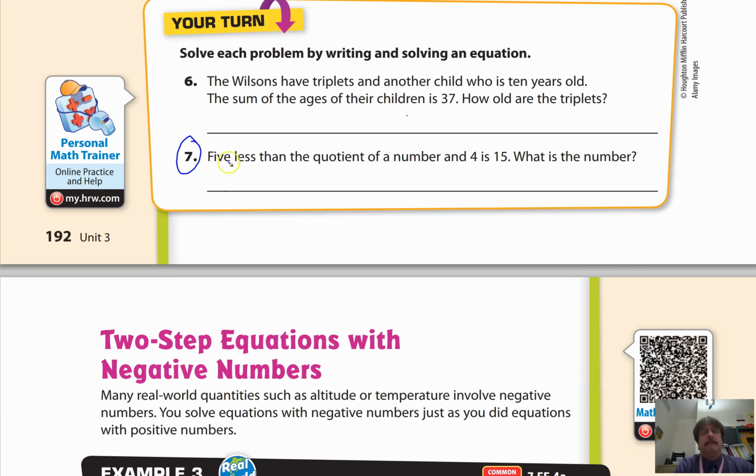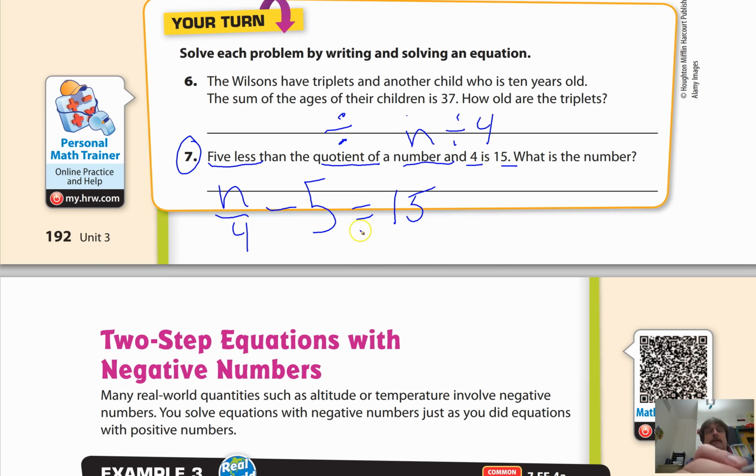Number 7, 5 less than the quotient of a number and 4 is 15. What is that number? So 5 less, okay, than the quotient of a number and 4 is 15. Okay, so a couple pieces to look out for here. Quotient means to divide. Okay, so a number, so we're going to use n because we use the first letter, and 4. So n divided by 4, or we can write that as n over 4. 5 less than that quotient, so we subtract 5, is 15.